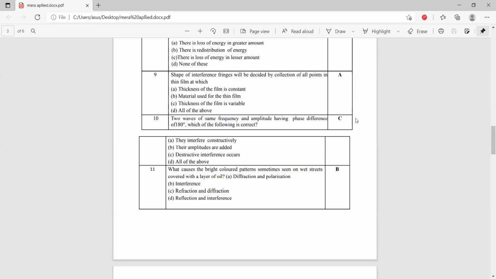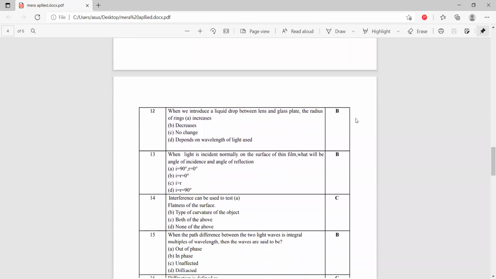11th question. What causes the bright colored pattern sometimes seen on wet streets covered with layer of oil? We have our options: A, diffraction and polarization, B, interference, C, refraction and diffraction, D, reflection and interference. So the correct option is B, interference. 12th question.